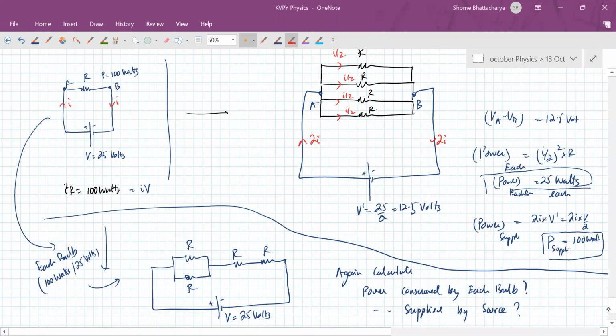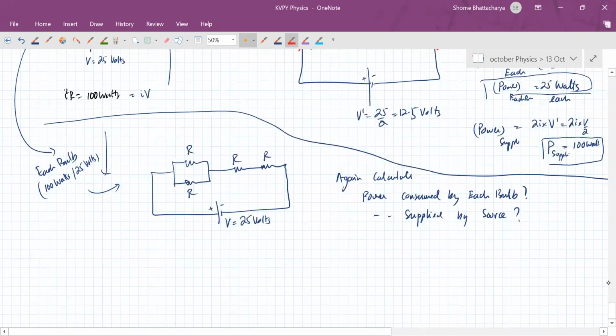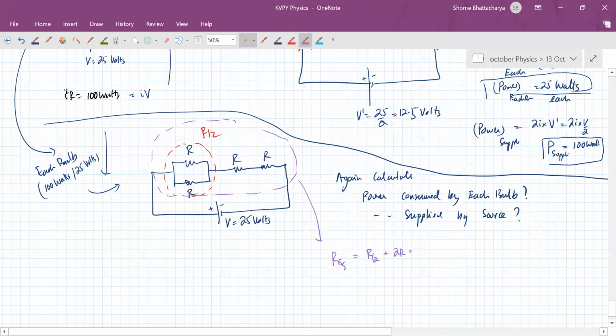Okay, so again, if you're talking about how to solve a problem like this most efficiently, without doing that much calculation, you can see that this combination is basically R by 2. So the whole circuit has an equivalent resistance of R by 2 plus 2R, so 5R by 2. Because this combination is a series combination having equivalent resistance 2R.